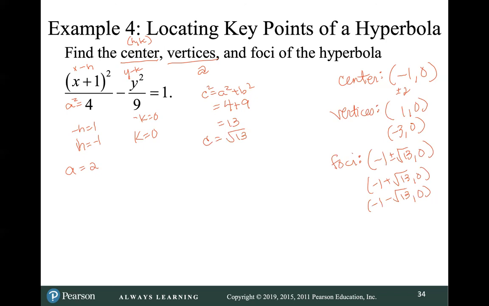Okay, so we have our center, our vertices and our foci. If that's hard for you to follow because I didn't draw a picture, that just enforces the fact that you should be drawing a picture every time. So let's look at the picture.